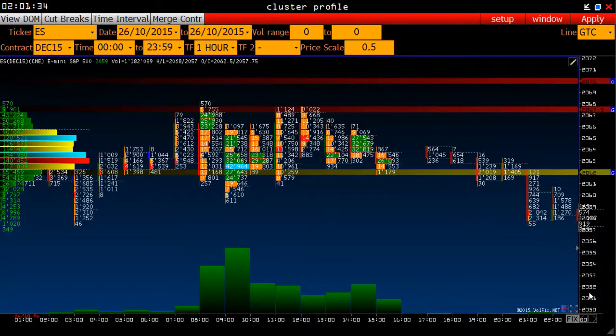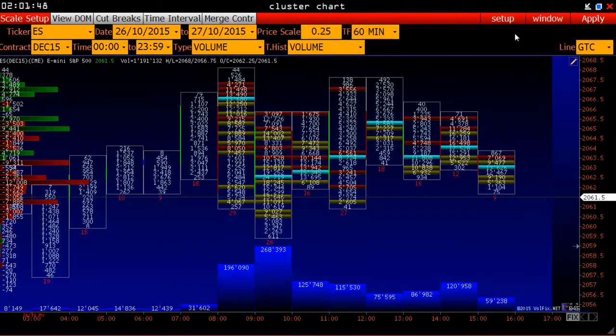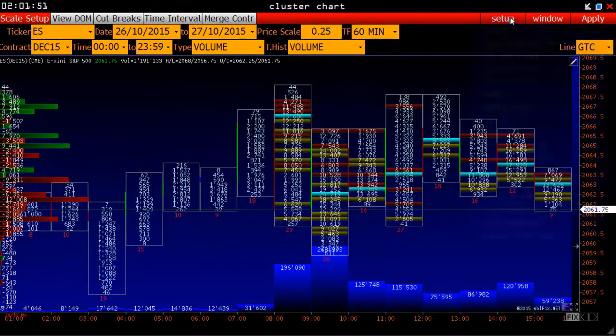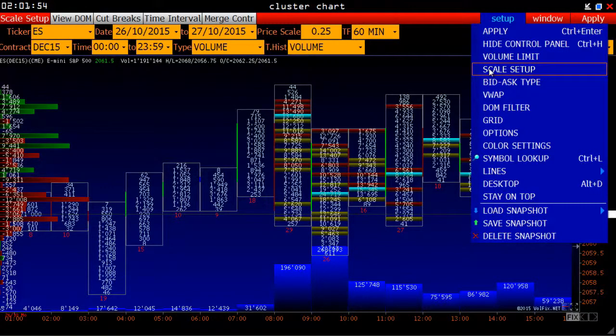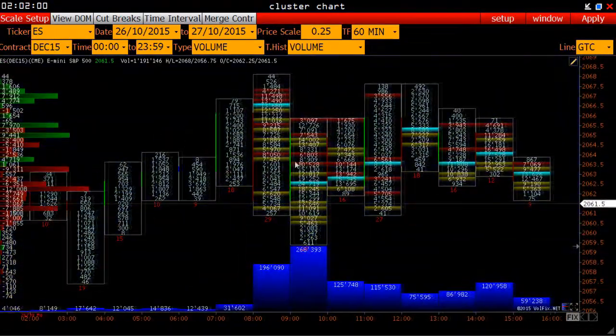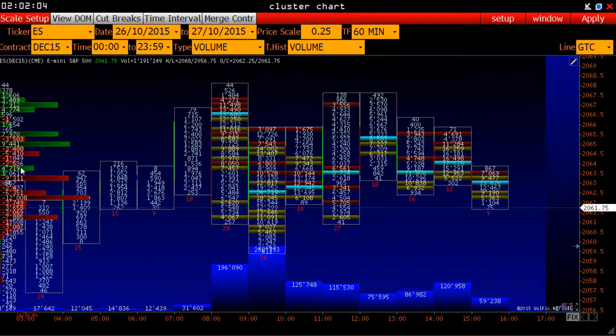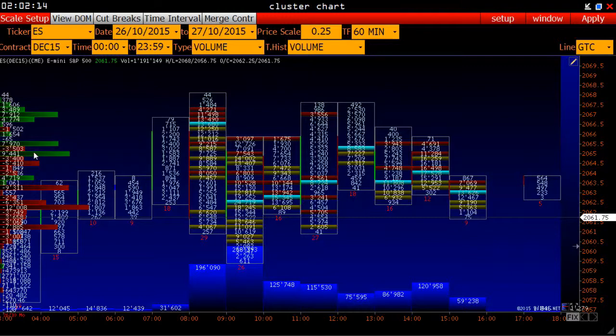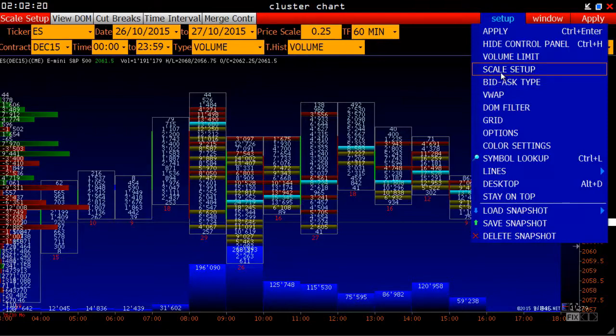Like the vertical histograms, using horizontal bar graphs you can analyze not only the volume, but also the delta, bids and asks, as well as the last significant volume. To do this, we need to open the module cluster chart. In the menu setup, we expose scale setup. In the column left scale, we enter the delta. The green histogram means the level of the asks. The red one means the bids. These histograms indicate where the aggressive buyers and sellers are. We can also see the separate bids and asks of the last significant volume.